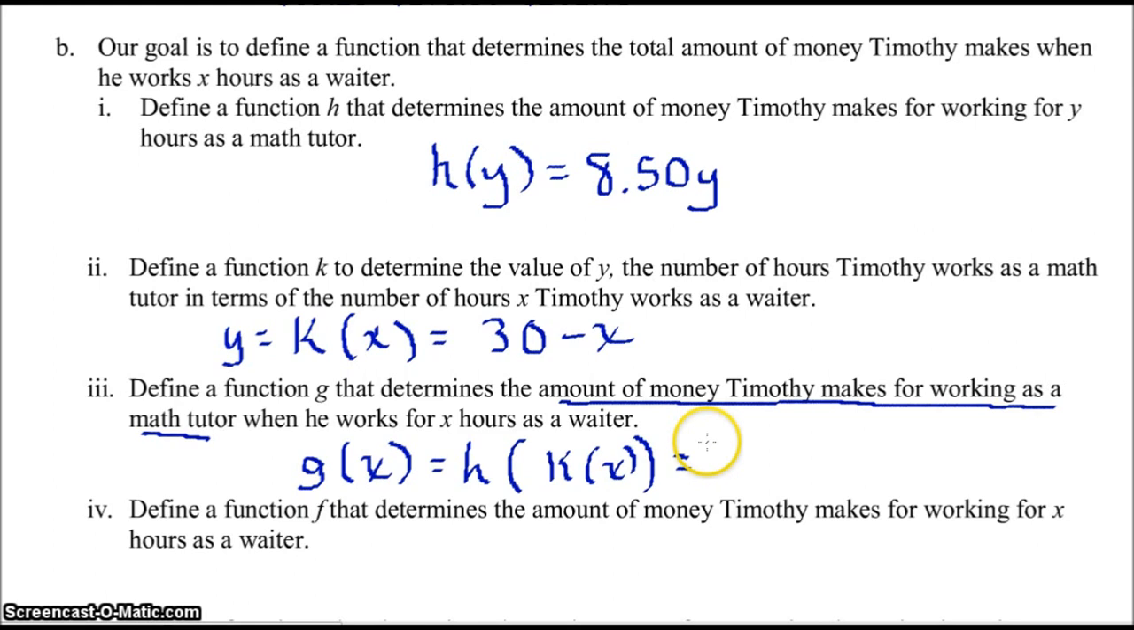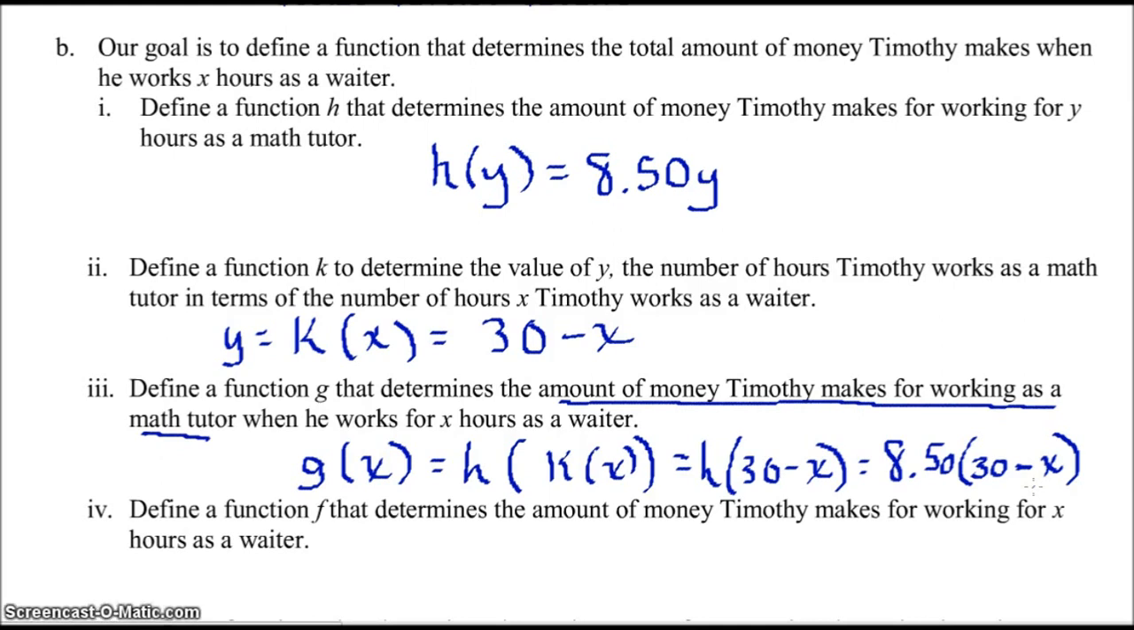Which just means that we take k, which is 30 minus x, and substitute it in place of y in this equation here, and we have 850 times 30 minus x. Now, there's a lot of math there, but it really should make sense. It's not too complicated to think about this. We're just taking the rate at which he works as a tutor, 850, and multiplying it by the number of hours he gets to work as a tutor, which is determined by the number of hours he gets to work as a waiter.